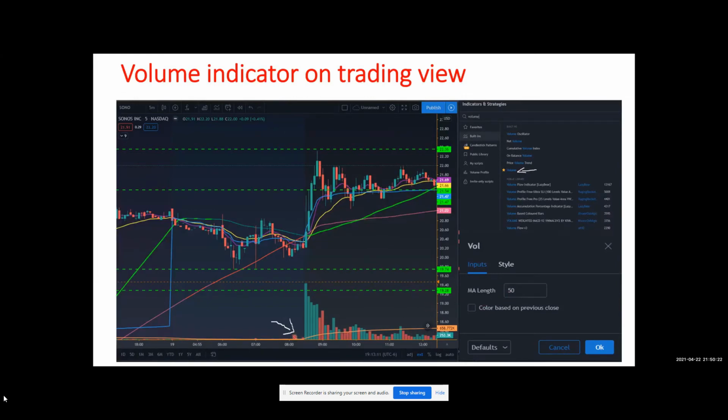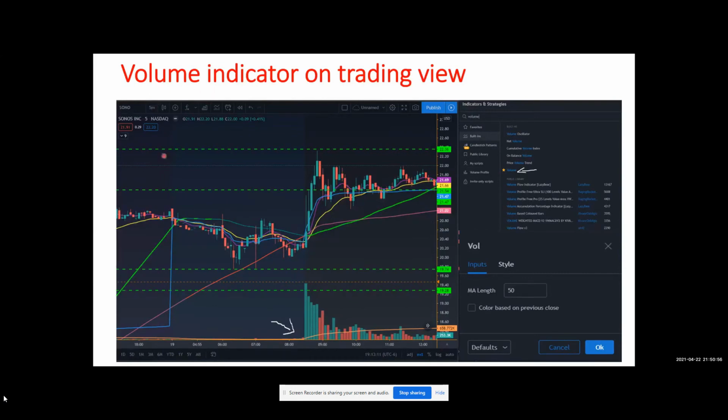It's essentially going to draw an orange line, or whatever line color you customize it to, across your volume bars. And that represents the average volume for the time period you specify. So in this case, 50. I'm in the 5-minute chart. So what's Sonos' 50 period moving average? What's the average volume for Sonos over the last 50 time periods?